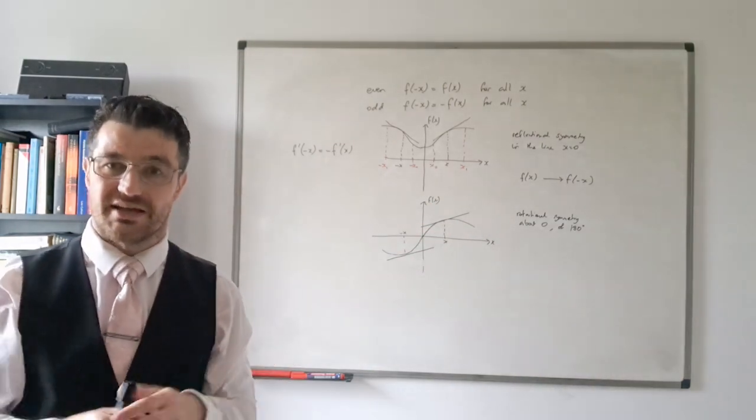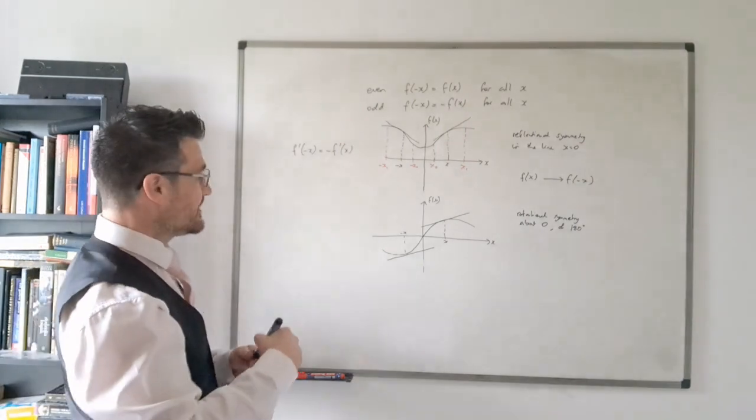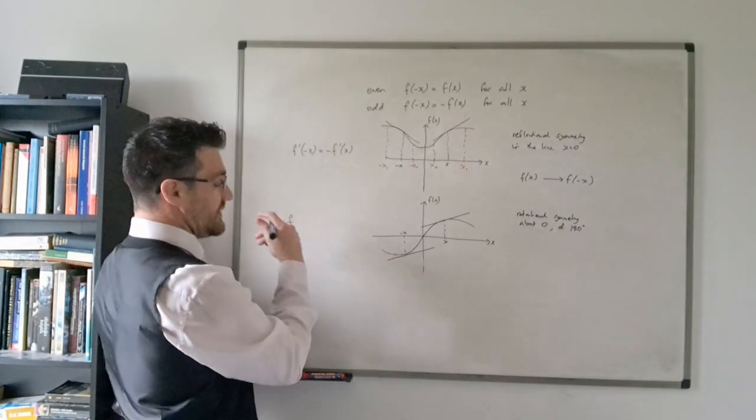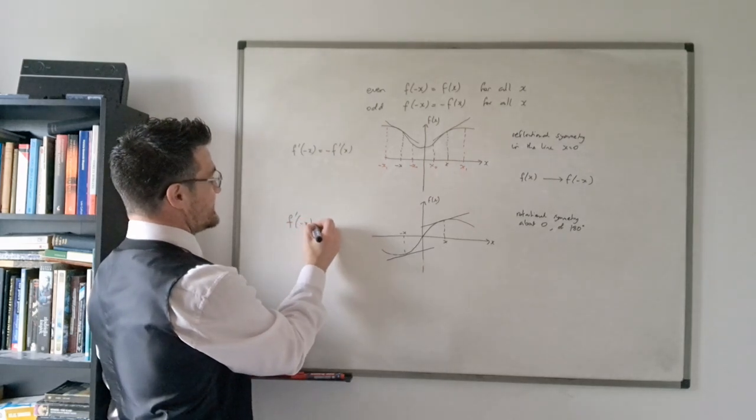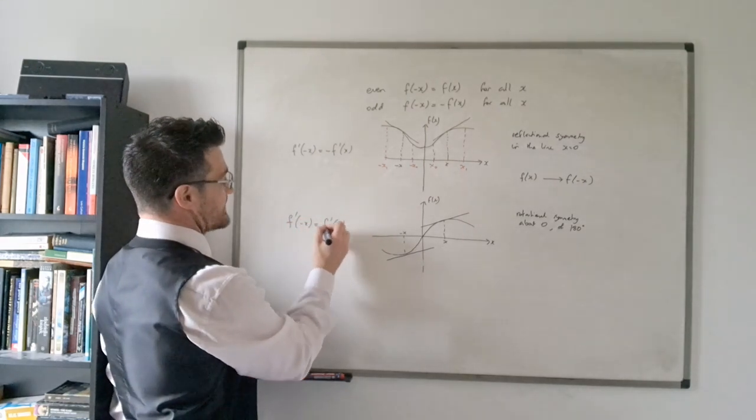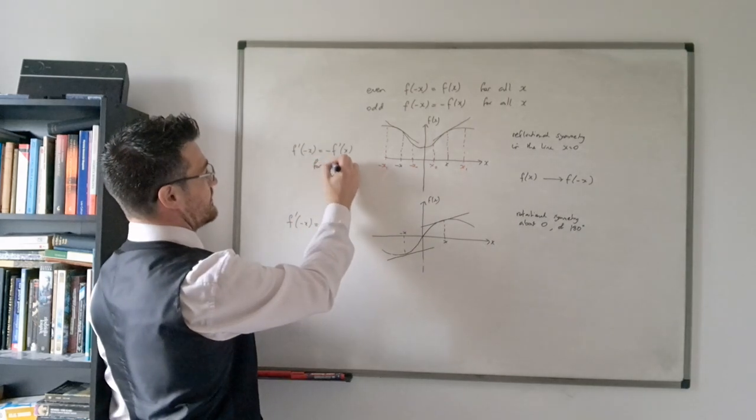Something like that, okay? Again, you just got to find a way to express your idea, but what we can see here is that the conclusion that we're driving at is that f primed minus x is equal to f primed x. And again, this is for all x.